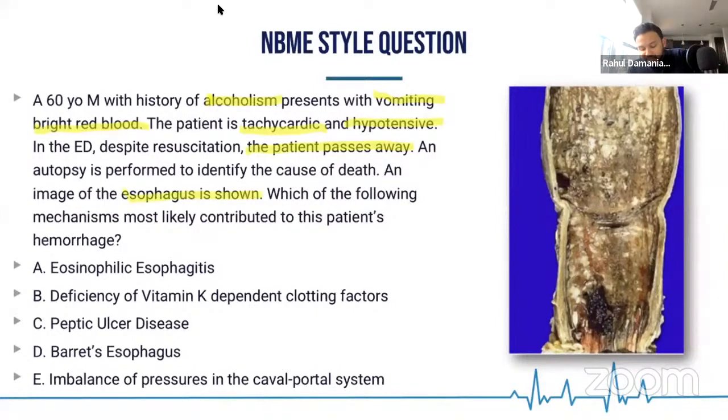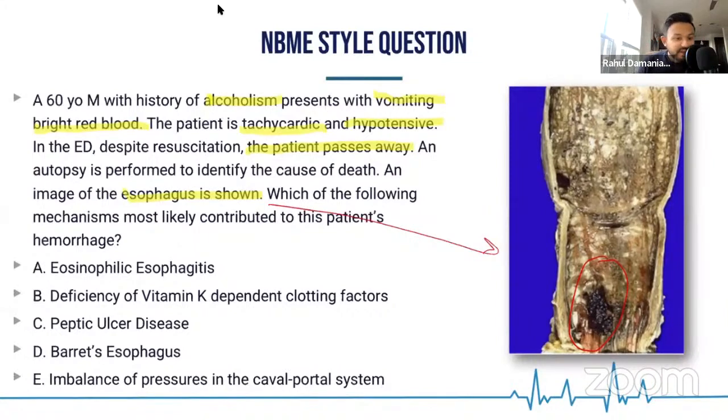So it is pointing us to the image. Let's go ahead and do our test-taking strategy. This is going to be a gross pathology of the esophagus, and I see an abnormal proliferation of maybe clot or something like that in the bottom portion of that lower esophagus. Which of the following mechanisms most likely contributed to this patient's hemorrhage?